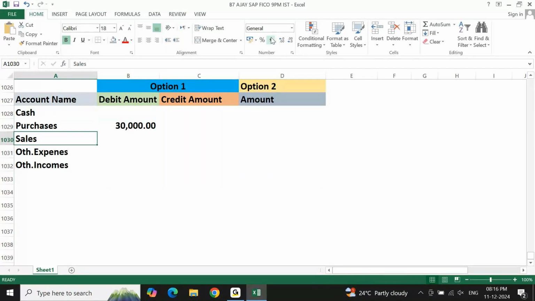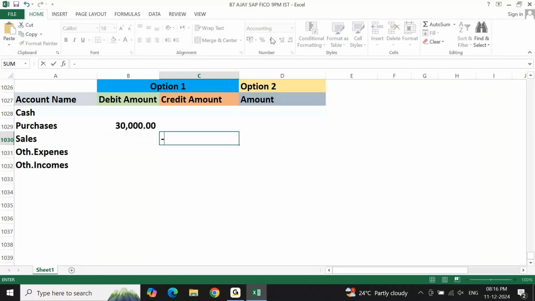Sales, how much? 50,000. Credit. In the accounting entry, sales was on the credit side. So in the TB also, it will be going on the credit side. Sales, I am writing on the credit side. Credit number must be written along with the negative sign.